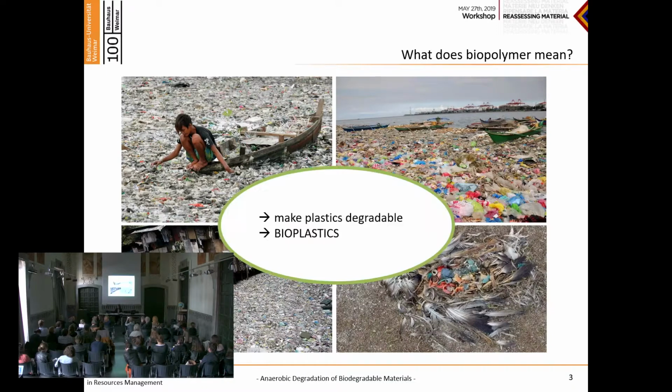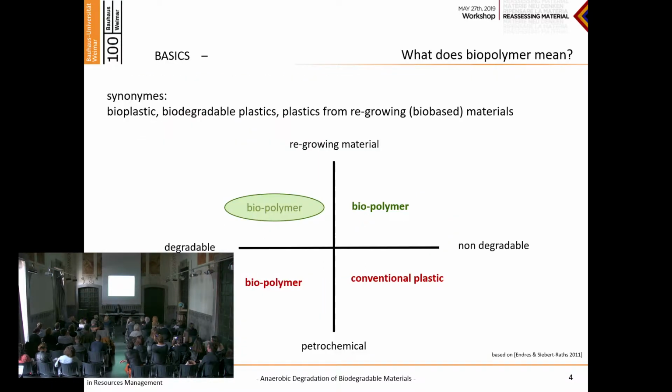So one possible way is to make these plastics biodegradable. But not every bioplastic is the same. For example, there are biopolymers that are made from regrowing material but are not degradable, or the other way around, they are degradable but made from fossil resources. So be careful about these terms. The most promising bioplastic is the one that is biodegradable and made from regrowing material, and those are the ones that I'm going to talk about.